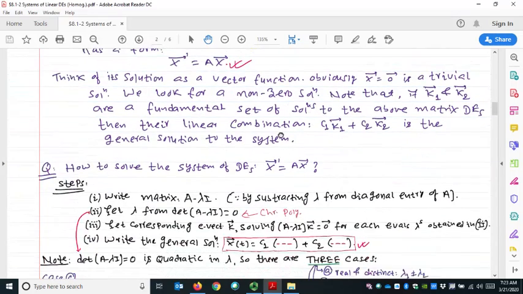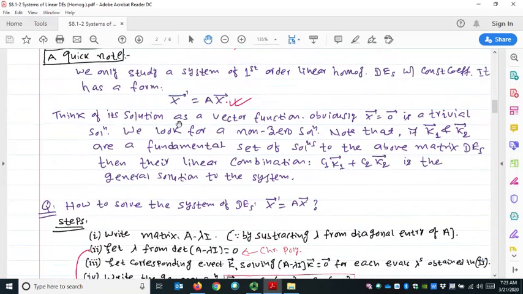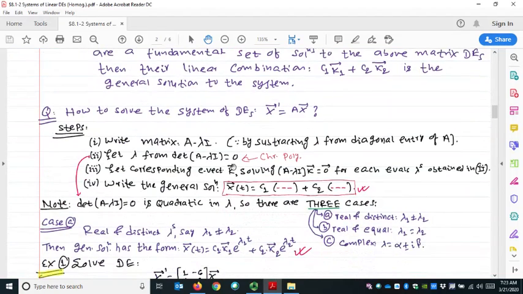Great. So the question to ask ourselves: how do we solve the system of differential equations vector x prime equals A x? Here is the idea. Let's do it step by step. The first step, write the matrix in A minus lambda I form, then get the eigenvalue lambda by solving the determinant of A minus lambda I equals 0. The determinant equals 0 is what we also call the characteristic polynomial, which is a quadratic equation in lambda.